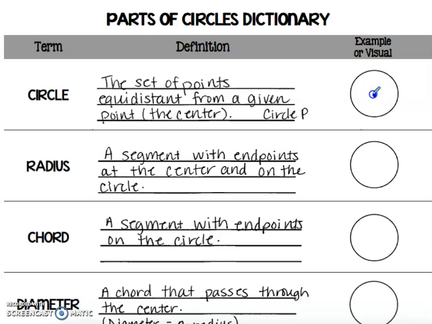So first off, you're going to draw a point at the center, and this will be called circle P if I put a center at P. If there was a C, it would be called circle C. So again, P would be the center of your circle.